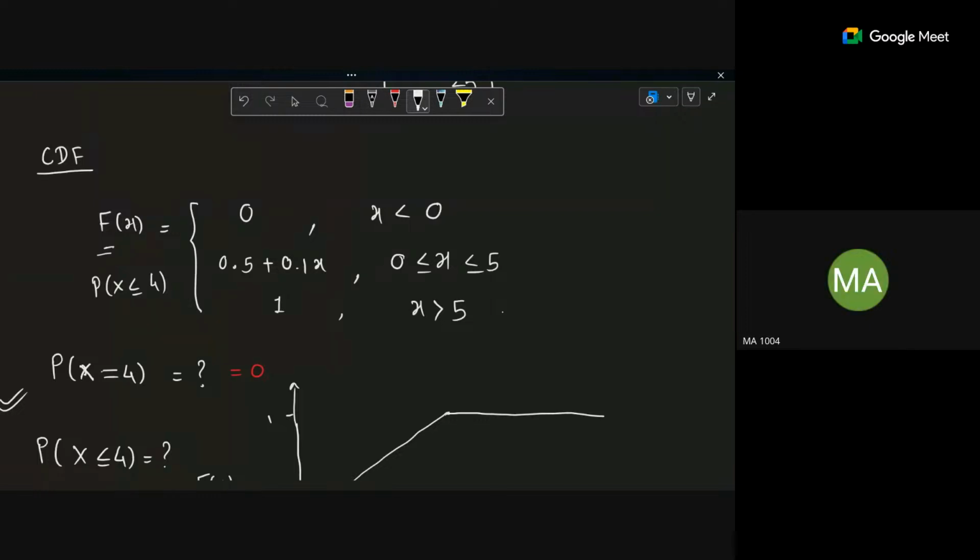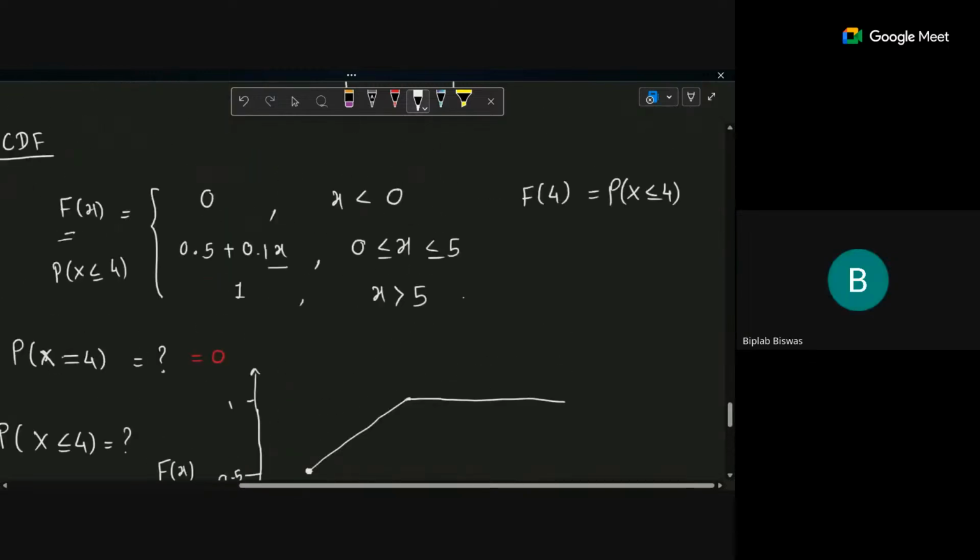So here F of 4 means probability X less than or equal to 4. But probability at a point 4 is a different thing. That means you are calculating probability exactly at the point 4. But when you find F of 4 and put 4 in this equation, what you get is the probability that your random variable is taking all the values less than or equal to 4. Are you getting the difference between probability X is equal to 4 and X less than or equal to 4?